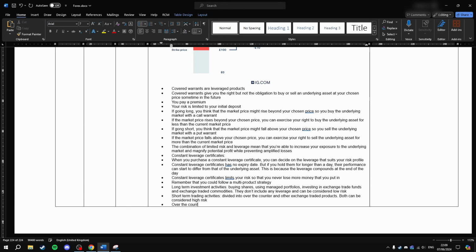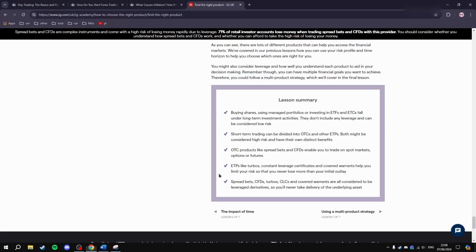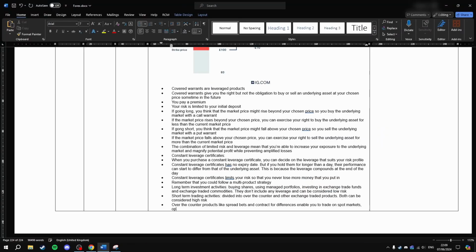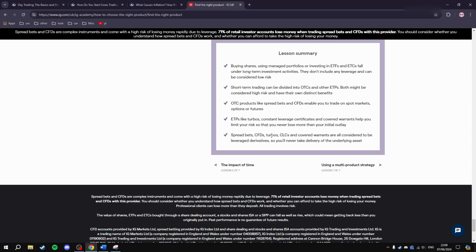So over-the-counter products like spread bets and CFDs, contract for differences, enable you to trade on spot markets, options or futures. Exchange traded products like turbos, constant leverage certificates and covered warrants help you limit your risk so that you never lose more than your initial outlay.